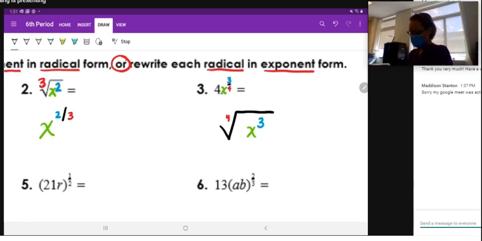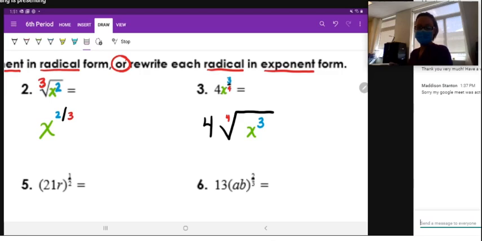What about this? We have this other 4 out front that isn't part of the radical because it wasn't part of the base. Where does that go? Anybody? Right out in front. It started out in front. It stays out in front. It doesn't go anywhere. It's just there. Okay, so just be careful with that.